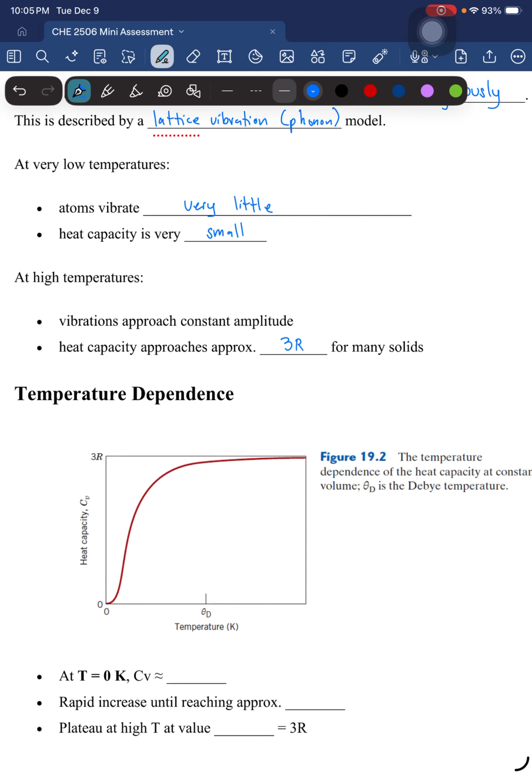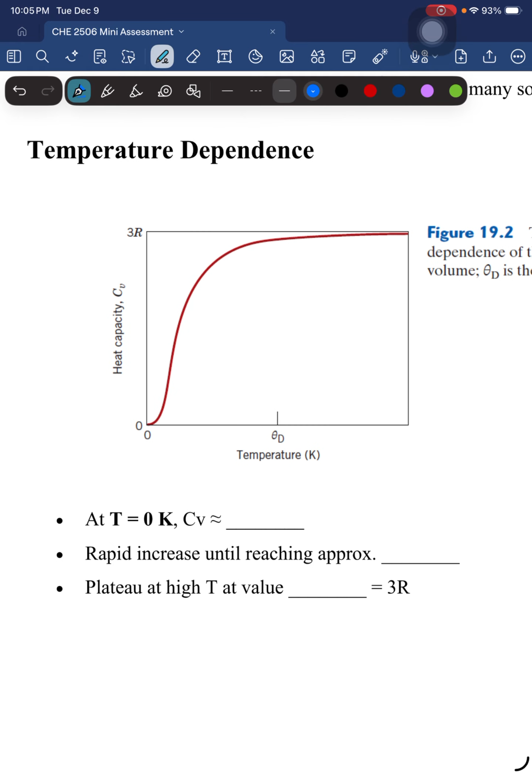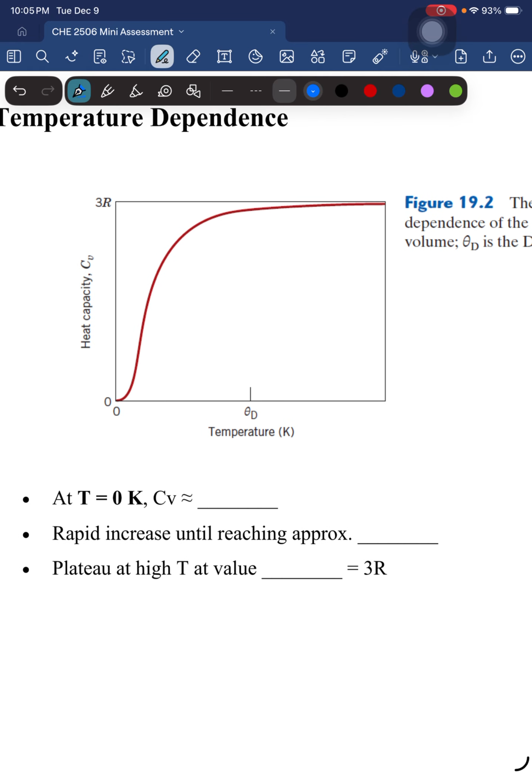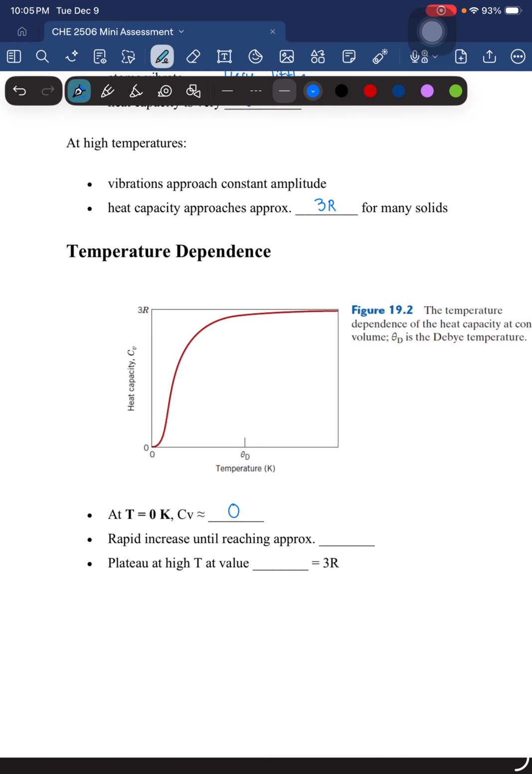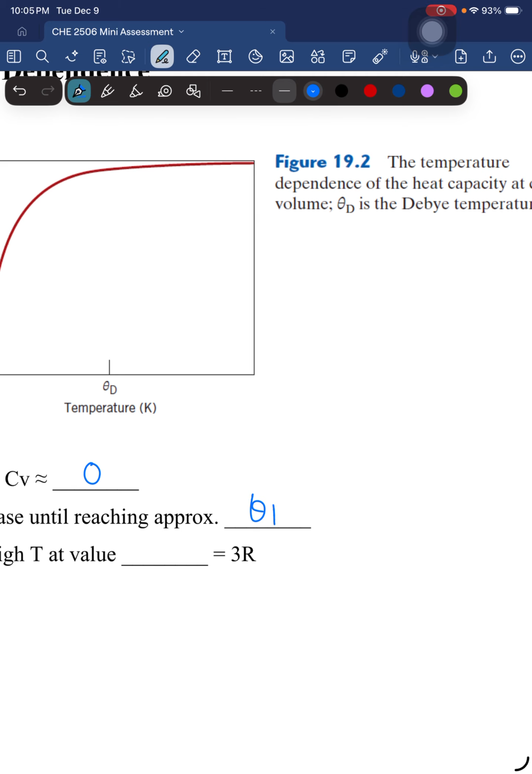And here we have the temperature dependence. As you can see here in the graph, it is a graph of the temperature dependence of the heat capacity at constant volume, and theta D is the Debye temperature. At temperature equals 0, CV is approximately 0 as well. And then there is a rapid increase until reaching approximately theta D.